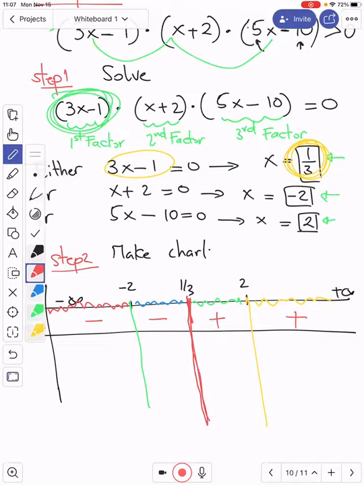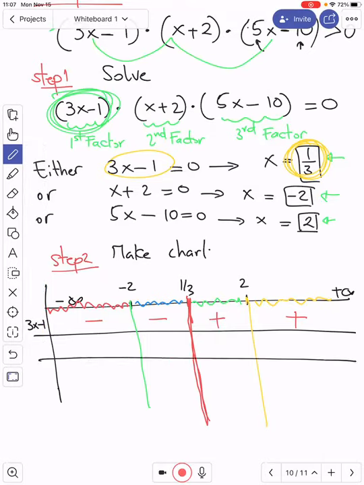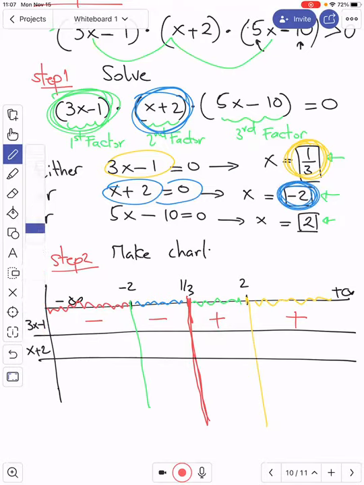Then the next row, the next factor, is x + 2. So I'm going to put x + 2 here. What's the corresponding solution to x + 2 equal to 0? It means that x is negative 2. So I'm going to take the line where x is negative 2, because if x is negative 2, of course x + 2 is 0. Then on the right side of this negative 2, your factor is going to be positive, and on the left it's going to be negative.